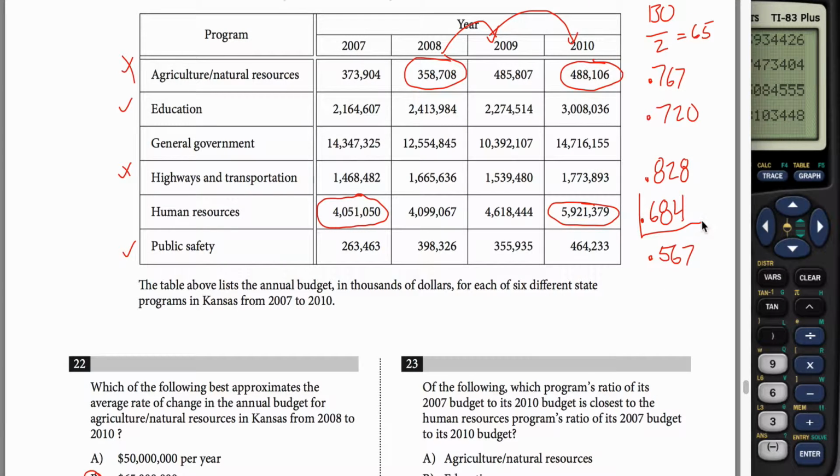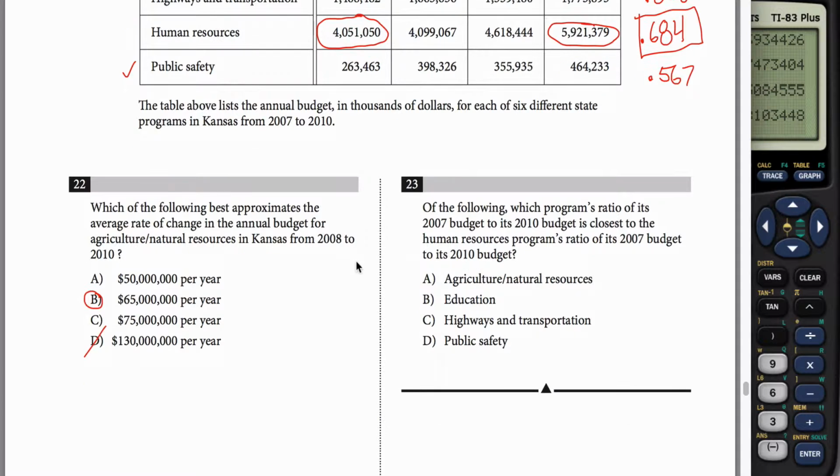So remember, this was my magic number that I was trying to be close to. It looks like this one is the closest, right? 72% is close to 68%. They're only off by about 4%. These are off by 12%. These are off by a mile, and these are off by 8 or so percent. So my answer would be that education's ratio is the closest. I get B as my answer.